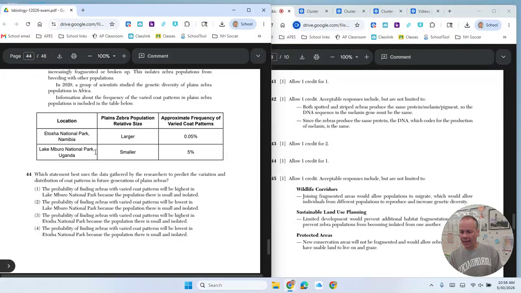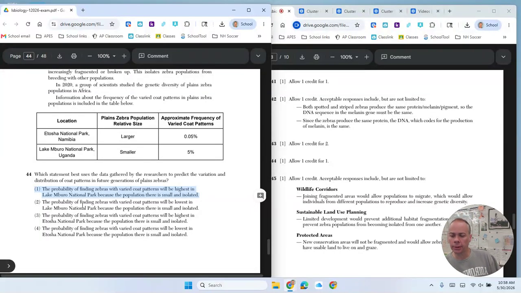So again, if we look at the choices, we can eliminate things pretty easily. The probability of finding zebras with varied coat patterns will be highest in Lake Mburo. Is that correct? Yes, that part of the statement is correct. They're more likely to find that variation there because the population there is smaller and isolated. Okay, that is correct. It is the smaller population. Let's keep that in mind. Then let's look at the other choices.